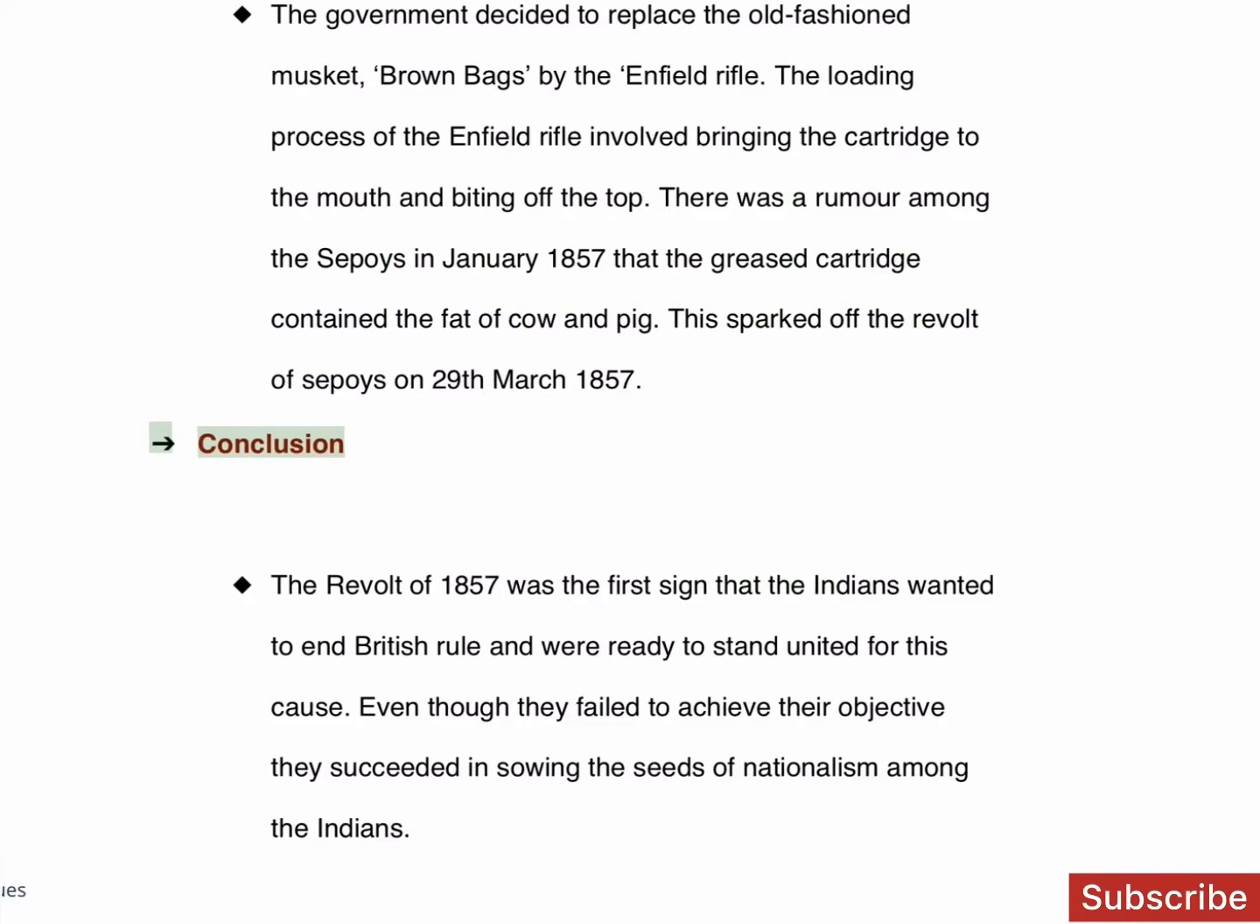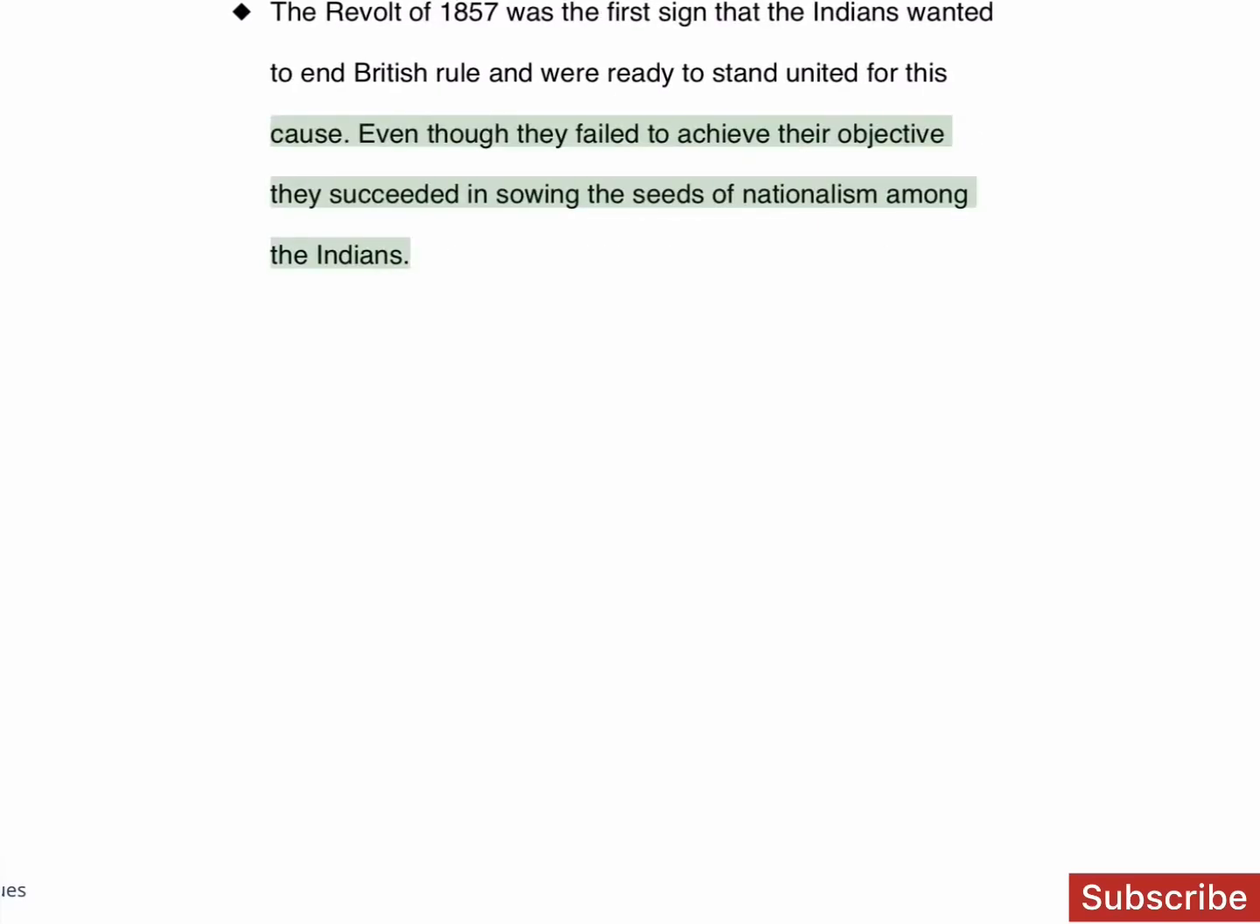Conclusion. Even though they failed to achieve their objective, they succeeded in sowing the seeds of nationalism among the Indians.